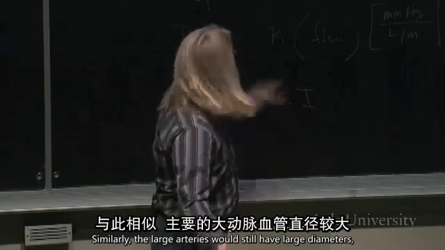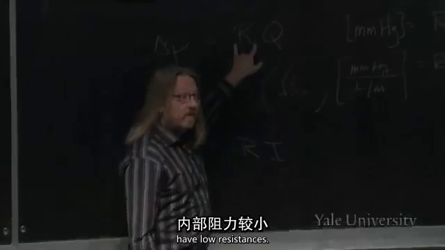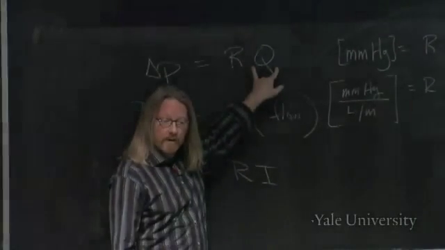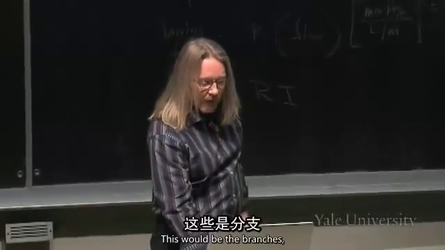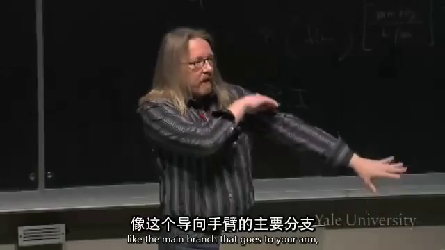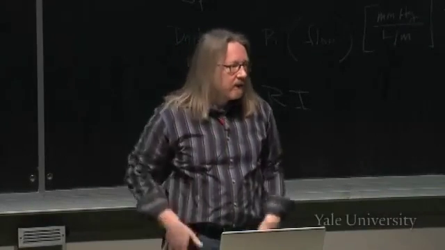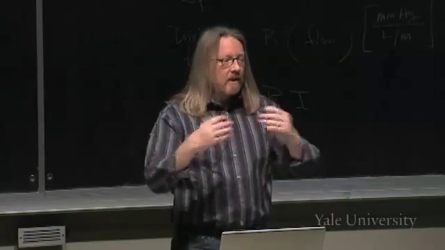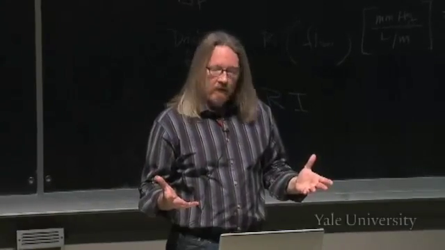Similarly, the large arteries, which still have large diameters, have low resistances, so it doesn't take much pressure to move a flow rate through those large arteries. So over the large arteries, there's not much pressure drop either. So this would be the branches, like the main branch that goes to your arm, the carotids that go up to your brain, the branch that goes down your leg called the femoral artery. Still large arteries, large diameter, not much pressure drop needed to generate a large flow.